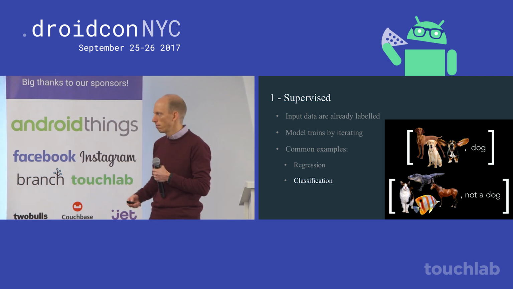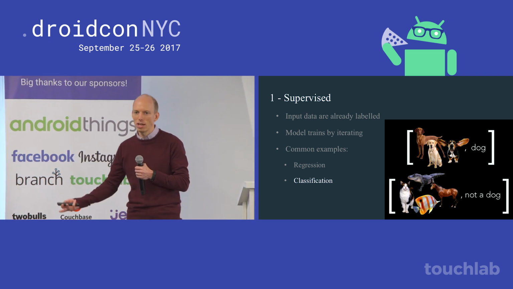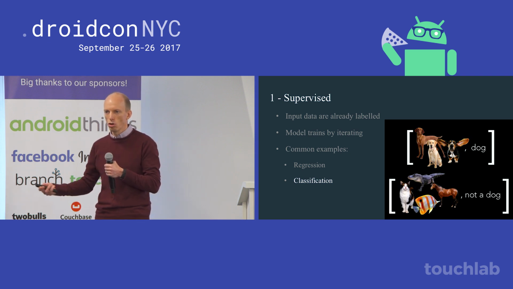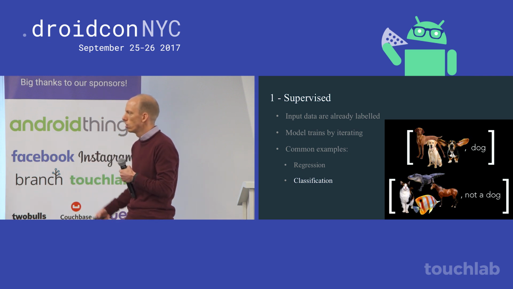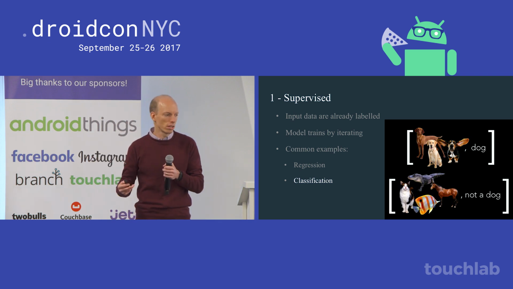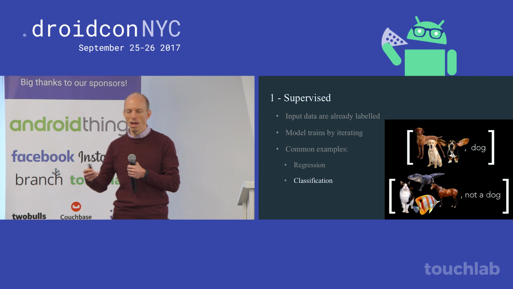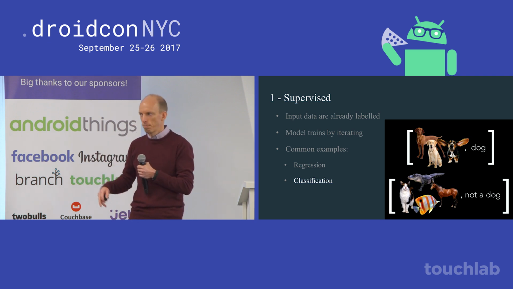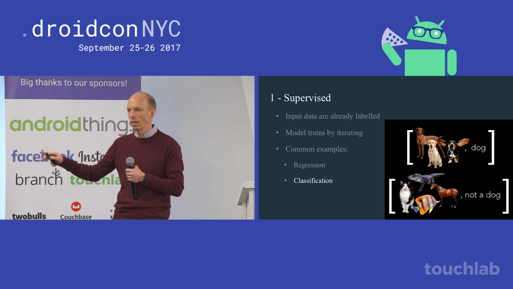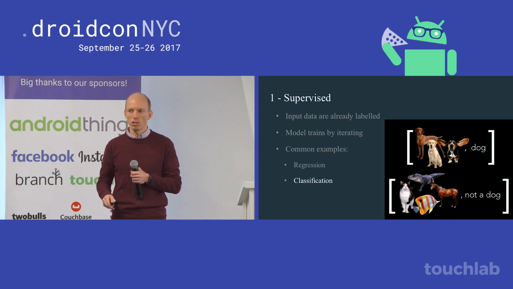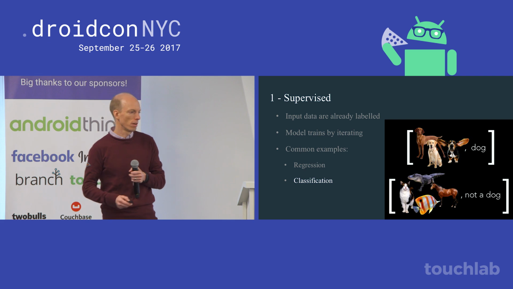Another classic supervised learning situation is classification. So you have lots of images of dogs and lots of images of not dogs. And you feed all those into your machine learning model, and it's going to learn to differentiate them. And then you can pass it images it hasn't seen before and ask it, how confident are you this is a dog or not a dog? So the difference here between regression and classification: regression is predicting a value and classification is predicting a label.